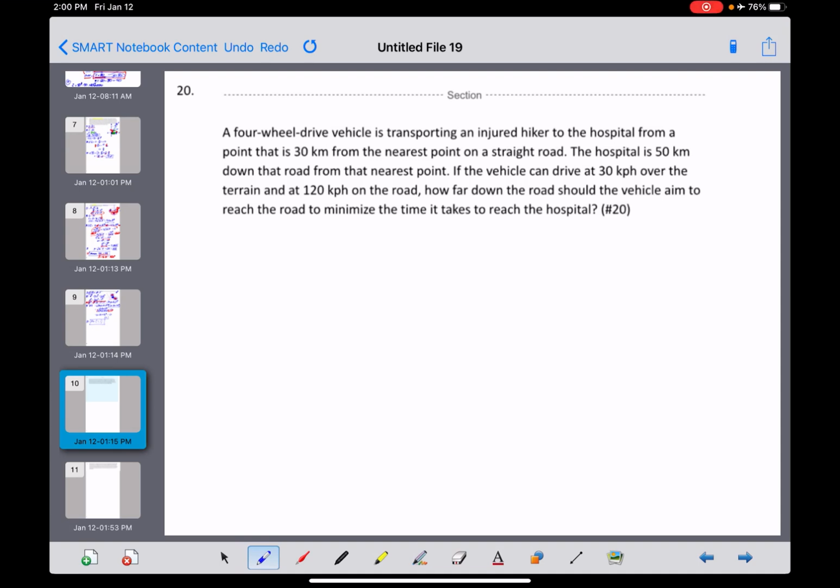Number 20 here is a really tough problem, guys, but I assigned it because I think it's a really interesting application of what we're doing here with optimization. So just getting the diagram set up for this is confusing because there's a lot of words going on right here. So what's going on here, guys?